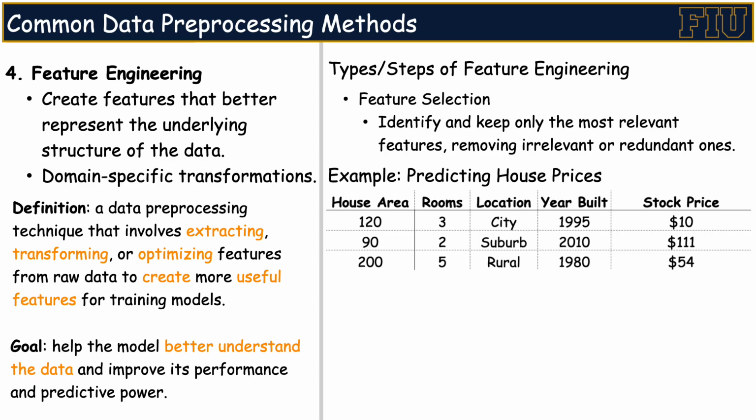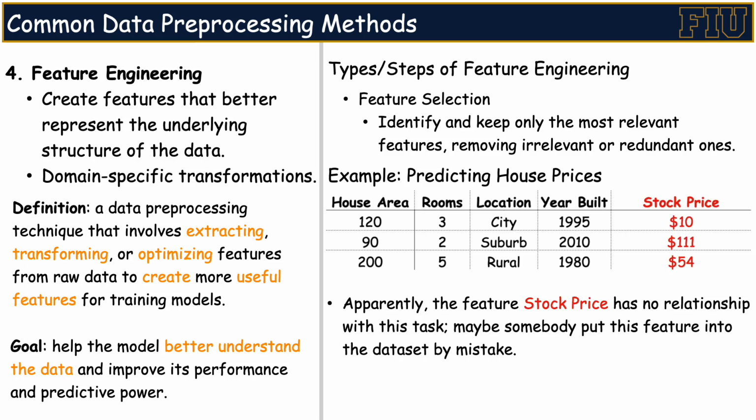In this example, we aim to train a model using these features to predict house prices. Clearly, the more information we have about the houses, the easier it will be for the machine to uncover the underlying patterns in the data. As a result, when new information about a house becomes available, the model will be able to make more accurate predictions. However, in this dataset, we have a feature representing stock prices.